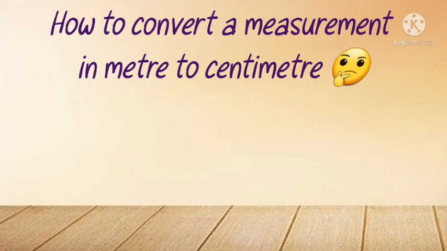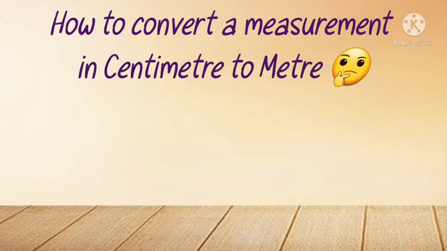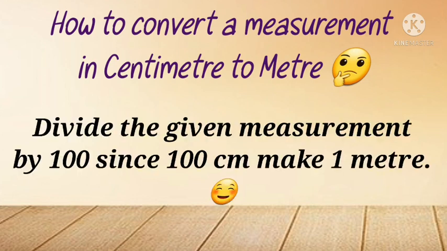Okay, let's wind up the class by recalling the things we learned in this class. How to convert a measurement in meter to centimeter? We can make the conversion by multiplying the given measurement by 100, since 100 centimeters make 1 meter. The next one is how to convert a measurement in centimeter to meter. For this conversion, we need to divide the given measurement by 100, since 100 centimeters make 1 meter.